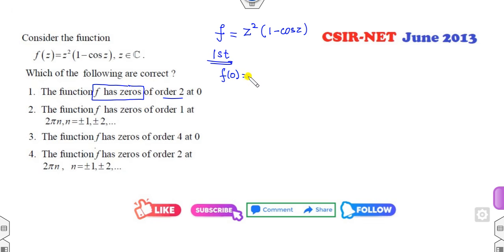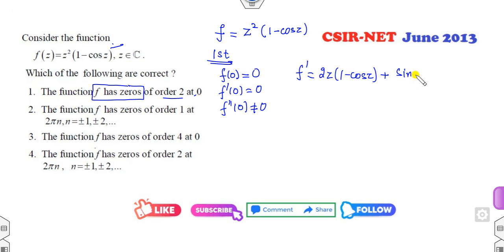That means f of 0 is 0, f dash of 0 is 0, and f double dash of 0 is non-zero. So first check that f of 0 is 0. Yes. What is f dash of 0? It's 2z(1 minus cos z) plus sin z times z square. So clearly f dash of 0 is 0. Satisfied. And you can check whether f double dash is 0 or not.